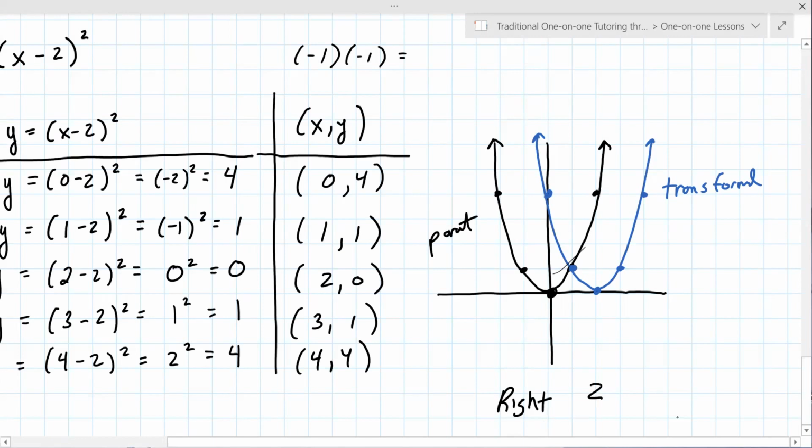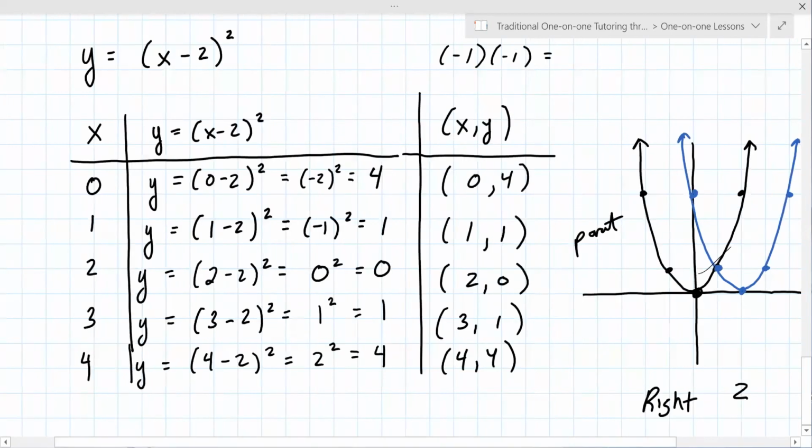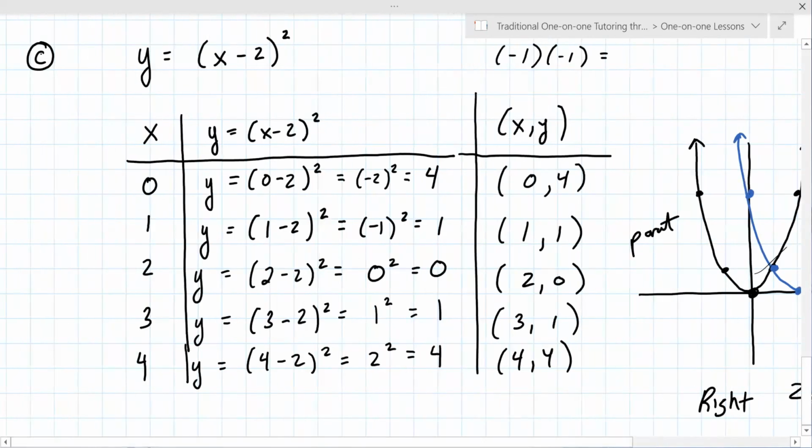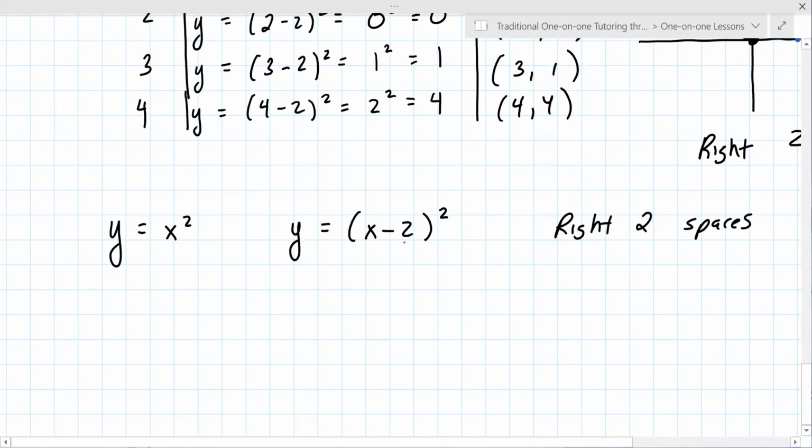2. Okay, so let's go back and look. Wait a minute. Well, these are the data points. Oh, wait, yeah. You have to follow the data point, right? Yes. Okay, so now let's look at our parent function, and then y equals x minus 2 squared. This is right 2 spaces because it's minus 2.